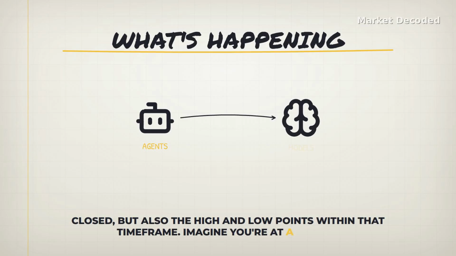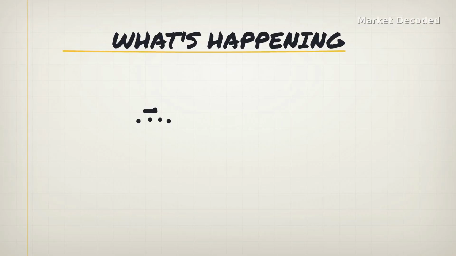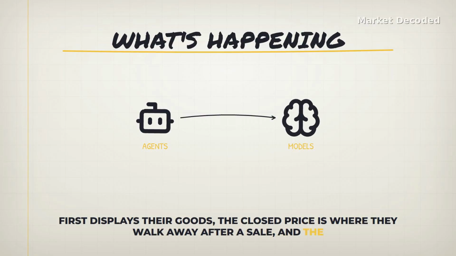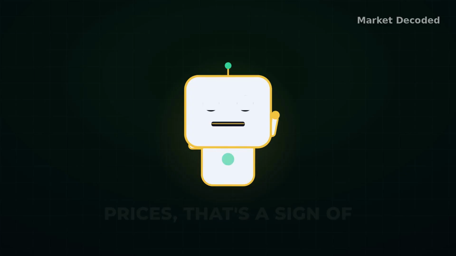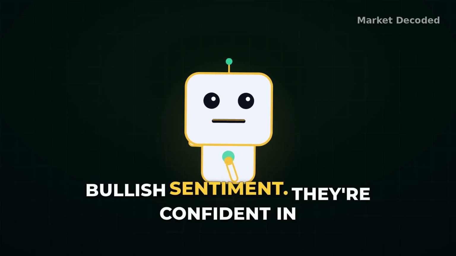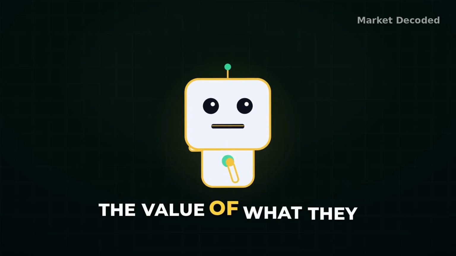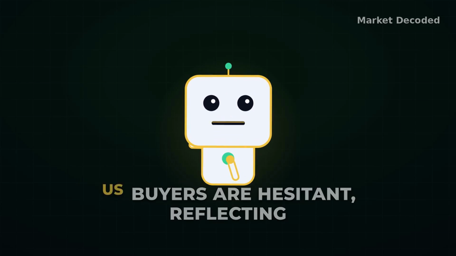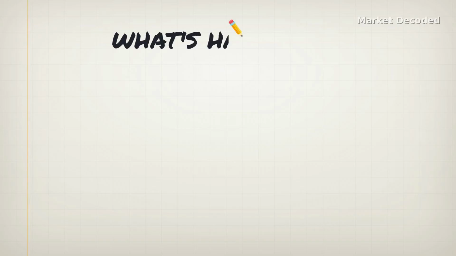Imagine you're at a market, and each candlestick represents a seller's booth. The open price is where the seller first displays their goods. The close price is where they walk away after a sale, and the high and low are the prices they entertain throughout the day. If the sellers are constantly raising their prices, that's a sign of bullish sentiment. They're confident in the value of what they are selling. Conversely, if they keep lowering prices, that tells us buyers are hesitant, reflecting a bearish sentiment.